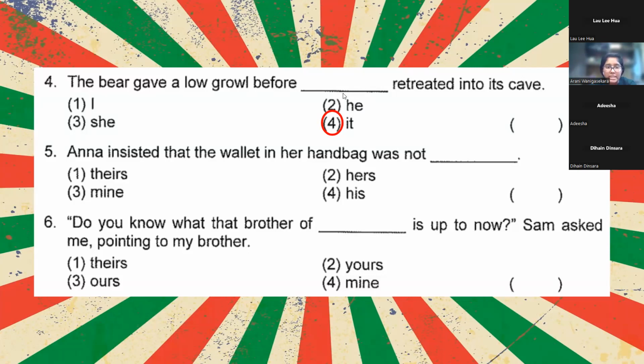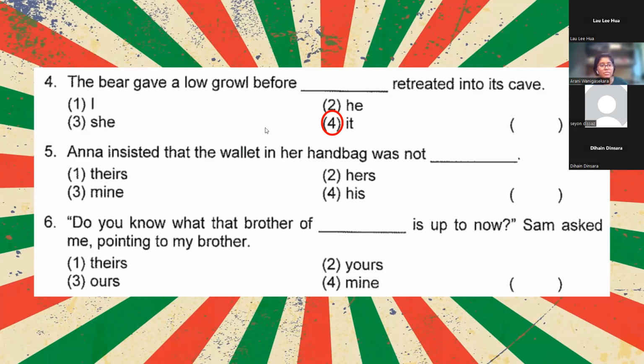And why is it not he? The bear is an animal. Yes, the bear is an animal, so you can't use the word he. And what about she? Why can't you use she? The bear is an animal. Yes, again, you can't use he or she. So the word that you have to use is it.